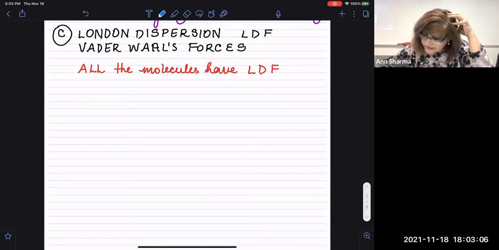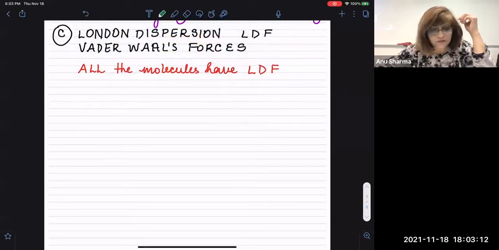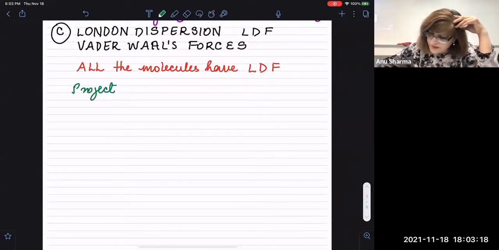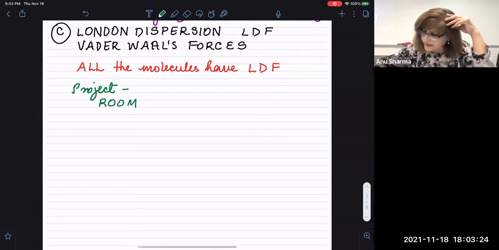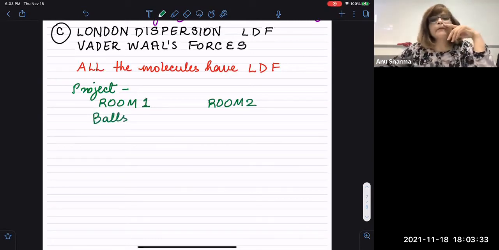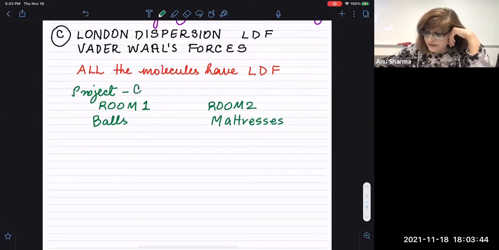Okay, look at these. Now I'm going to give you a project and you guys decide. First of all, you have 2 rooms. So let's do this project. The project is 2 rooms, room number 1 and another room, number 2. Room number 1 is full of balls. Room number 2 is full of mattresses. Okay. Now the project is you have to clear and clean the rooms.